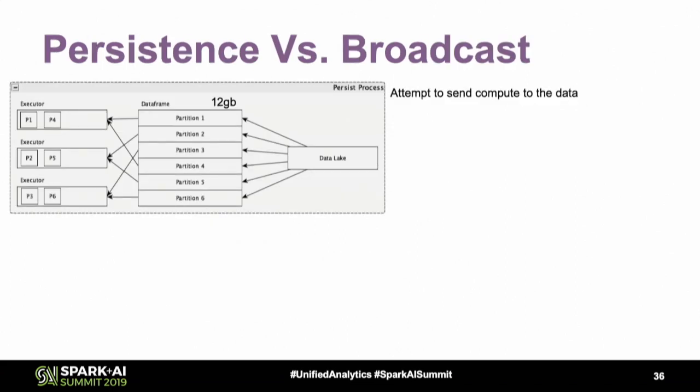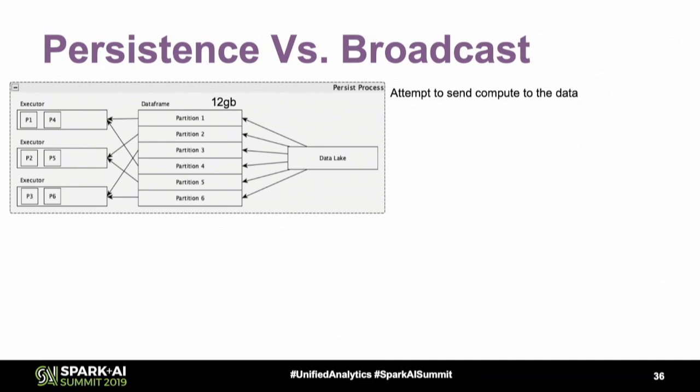So let's work through this a little bit. I'm leading up to an interview question that no one's ever gotten right, even after I did this talk in the States. So we take a data set from the data lake and we read it in to persist it. So let's say it's 12 gigabytes. We have 6 partitions and 3 executors. So that means that each executor is going to get 2 partitions.